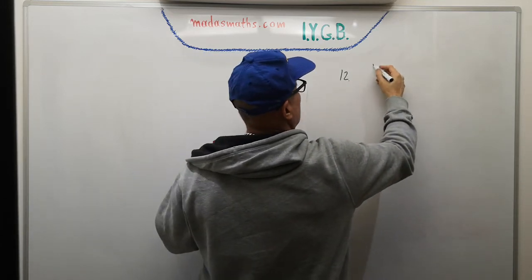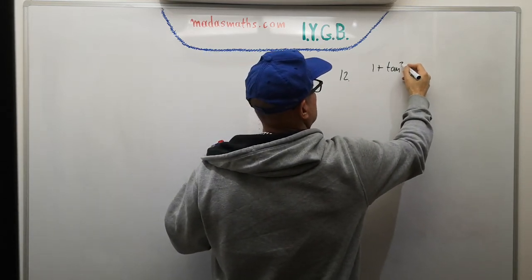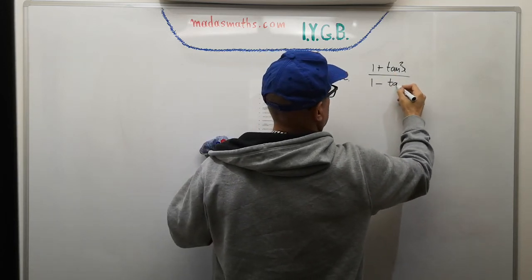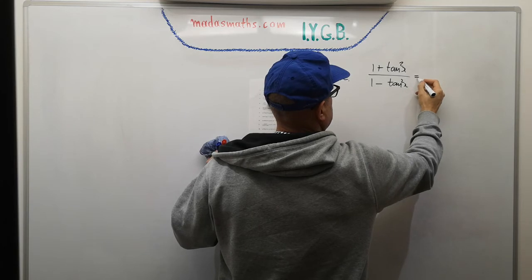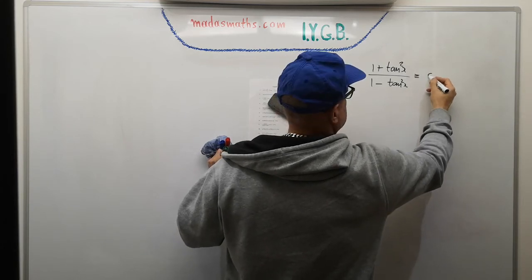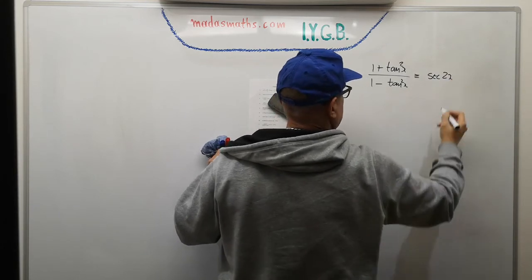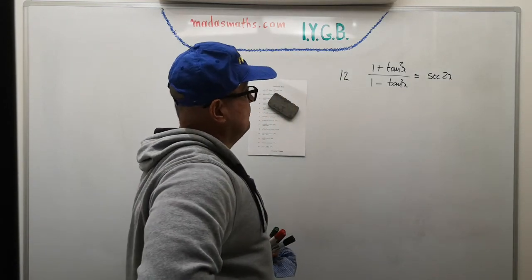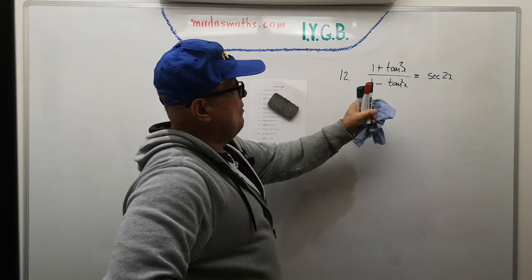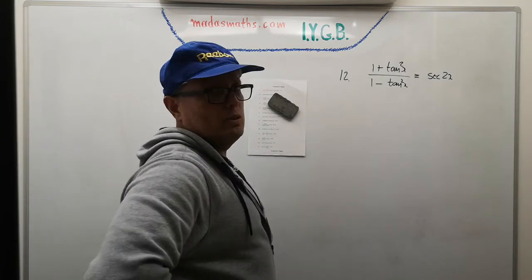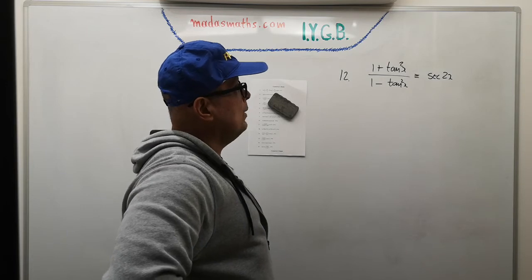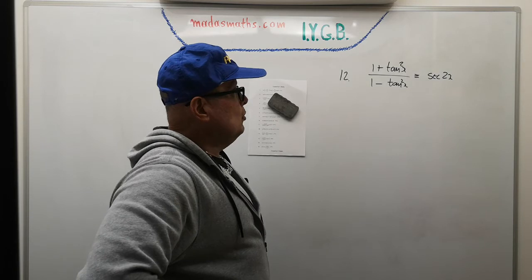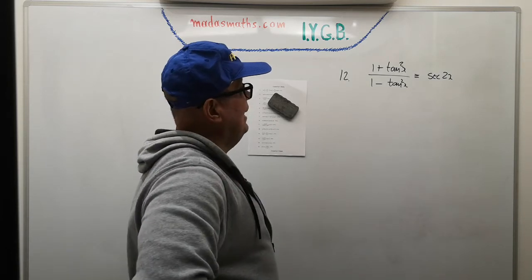Number 12. (1 plus tan squared of x) over (1 minus tan squared of x) is identically equal to sec squared of 2x. Okay, what do I do with this? Left hand side or right hand side? I would have liked to start from the right hand side because I like to break double angles into single angles, but what do I do with the sec of 2x?